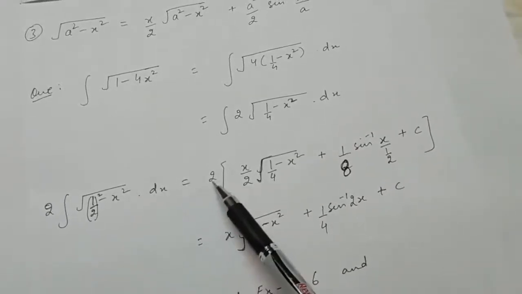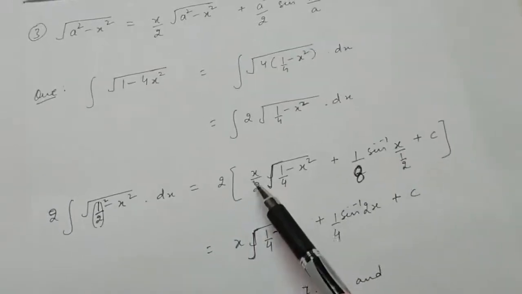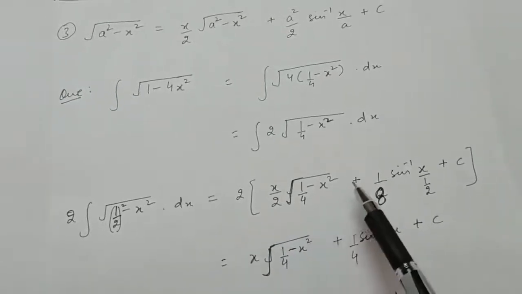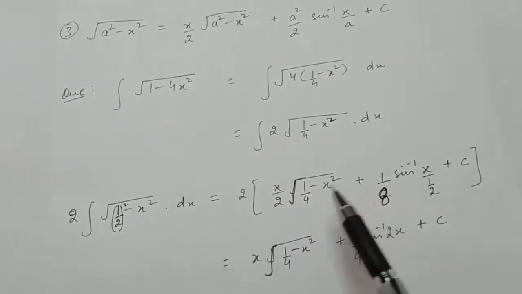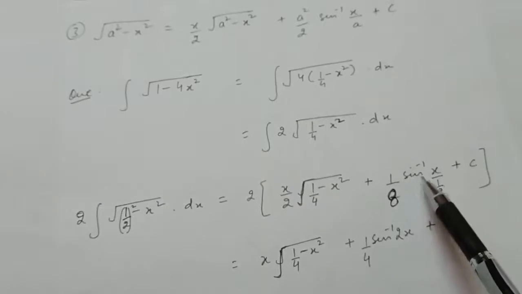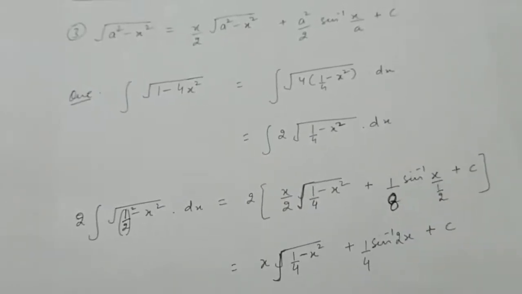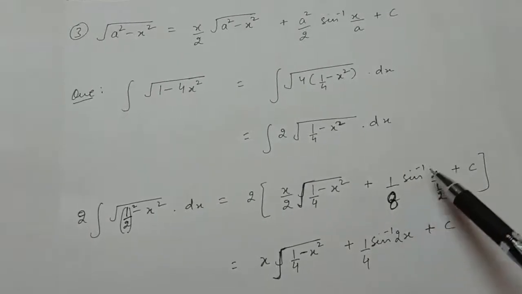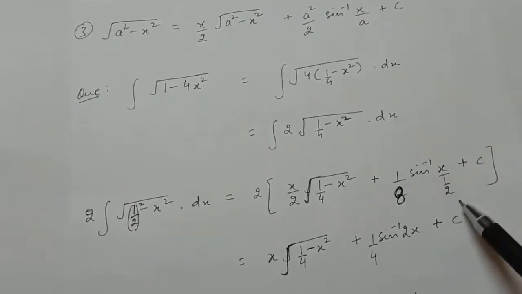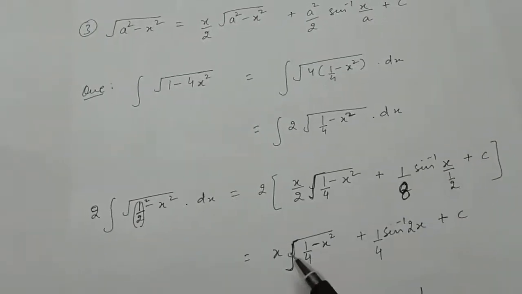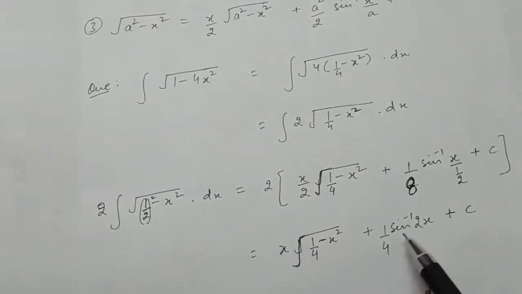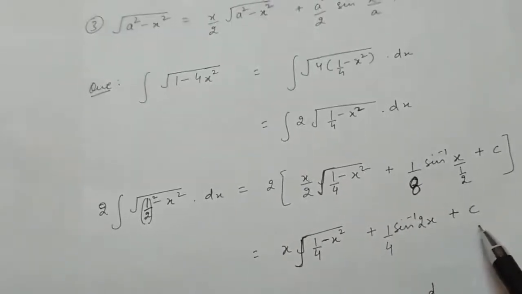Now apply the formula. a here is 1 by 2. So this is equal to 2 into x by 2 into root of (a square minus x square), plus a square by 2. So a square is 1 by 4, and 1 by 4 into 1 by 2 is 1 by 8, into sine inverse of x upon a. So a is 1 by 2, so you will get sine inverse of x upon 1 by 2, and this 1 by 2 comes upon x only, right? Plus c. So the 2 will get cancelled. So x into root of (1 by 4 minus x square) plus 1 by 4 sine inverse of 2x, plus c, right?